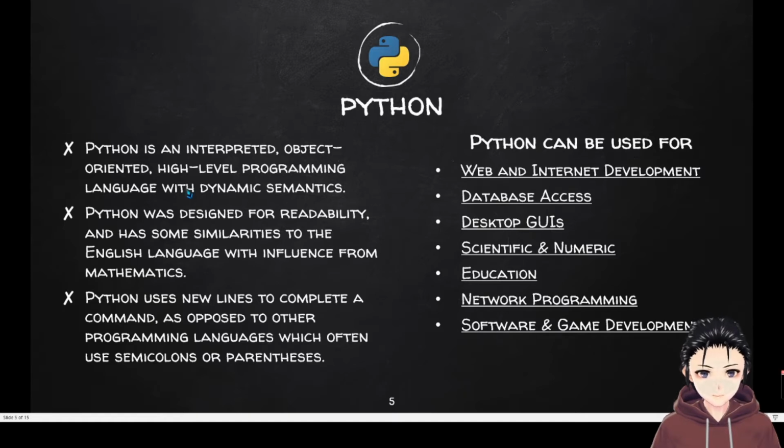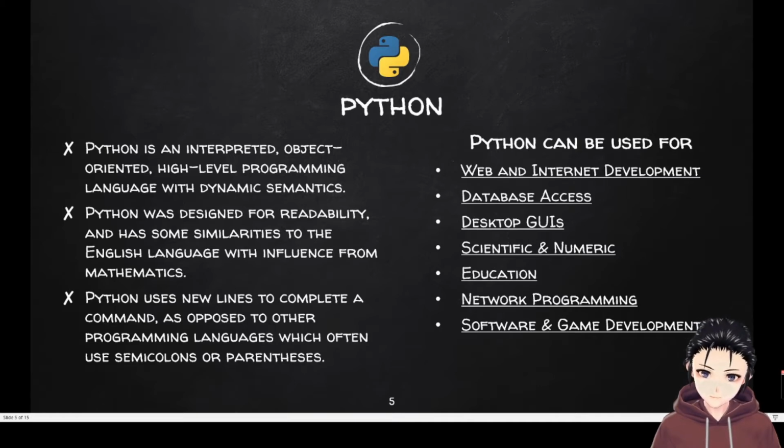So, ang Python daw is an object-oriented high-level programming language, which means from basics to professional usage, magagamit na si Python. Designed for readability and has some similarities to the English language, meaning mas madali siyang intindihin compared to the other programming languages. So, pag nag-start na tayo mag-program, mapapansin nyo yung similarities niya.